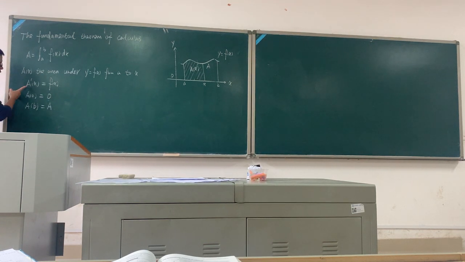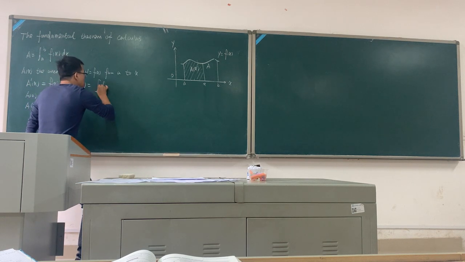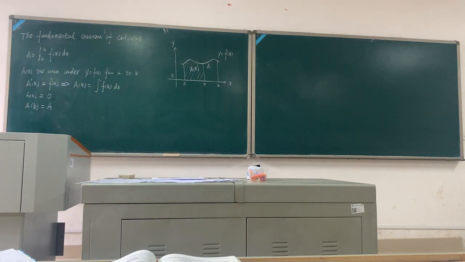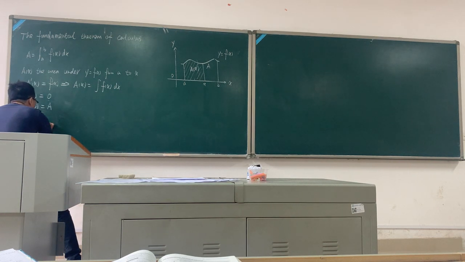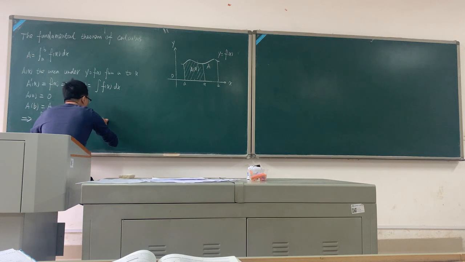Since A prime equals f(x), A(x) is an antiderivative of f. So the definite integral of f from a to b equals the area, which equals A(b).